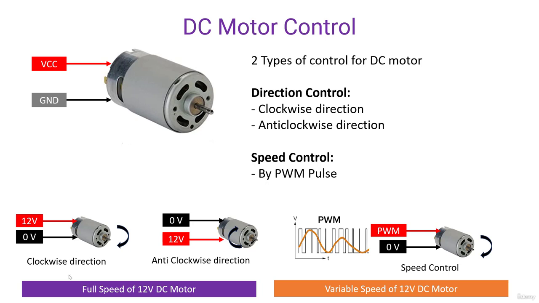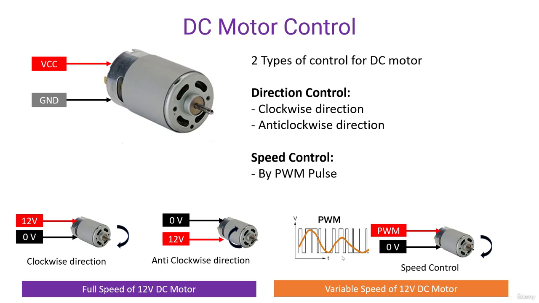The direction control is a pretty simple concept. Let's say we have a 12 volt DC motor and we want to run this motor at full speed, but we want to control the direction. If you are looking for clockwise direction, you should connect 12 volt at one terminal and 0 volt at the other terminal. For anti-clockwise direction, you just need to swap this connection at the power terminals. With this swapping configuration, we can change the direction of the motor rotation. But if you are looking for variable speed, then you need to apply PWM at the VCC terminal.